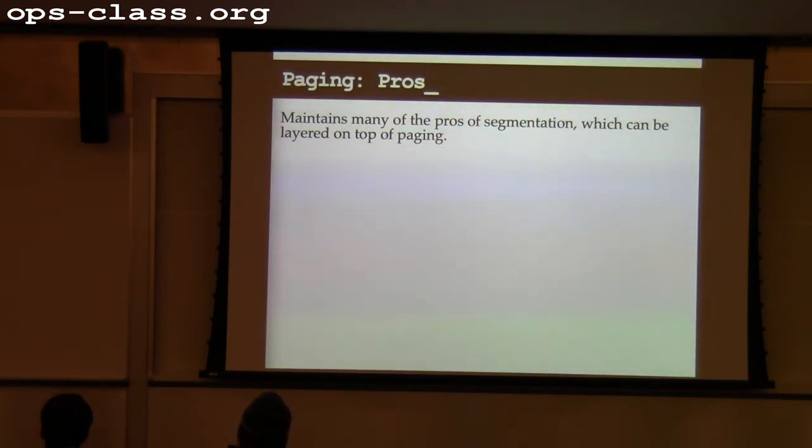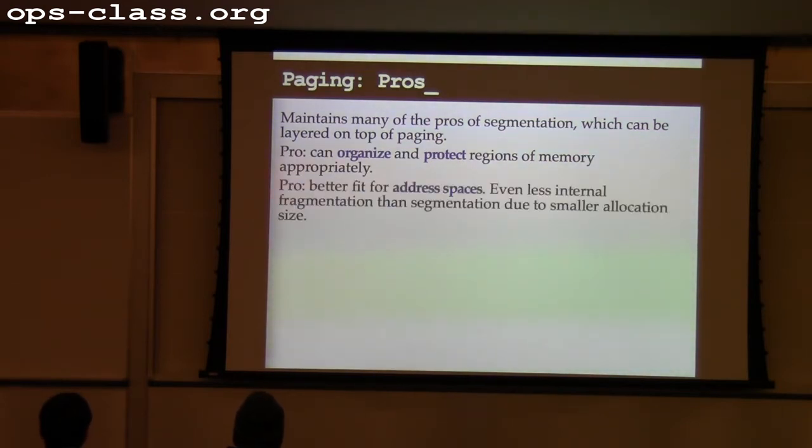Yeah, basically, the bounds is fixed, so I don't necessarily have to check the bounds. Again, as I did before, if I have power of 2 pages, I can strip off the page number pretty easily and then just slap the offset back on at the end. Okay, so I can organize and protect regions of memory appropriately. This is something from segments.